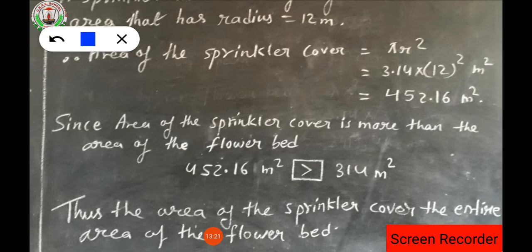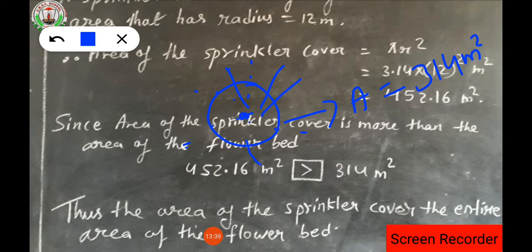Why is it so? Because this one is a garden whose area is given as 314 meter square. Then one sprinkler is kept at the center. That sprinkler is going to water the area of the garden like this, watering.